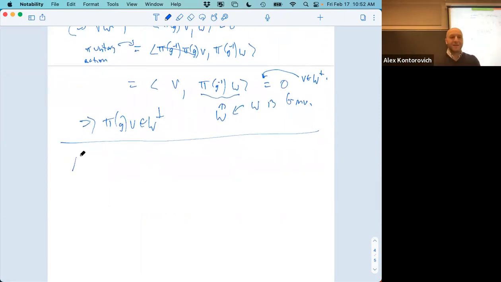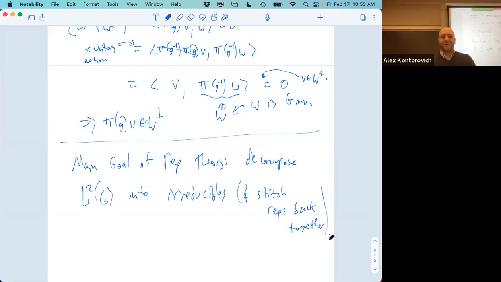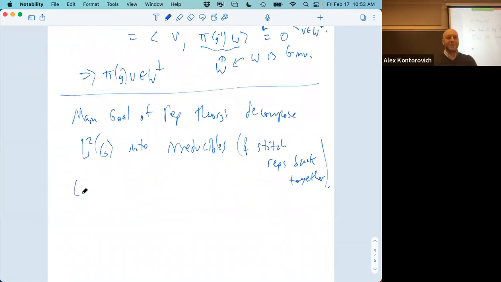Okay, so the main goal of representation theory would be to decompose things like L2 of G into irreducibles and stitch them back together. Why would you want to do such a thing, and then stitch representations back together? Why would you want to do such a thing? So let's see some examples.